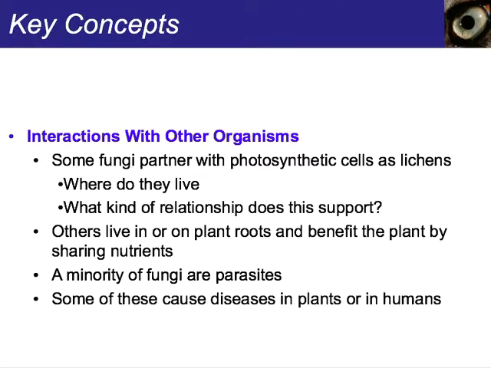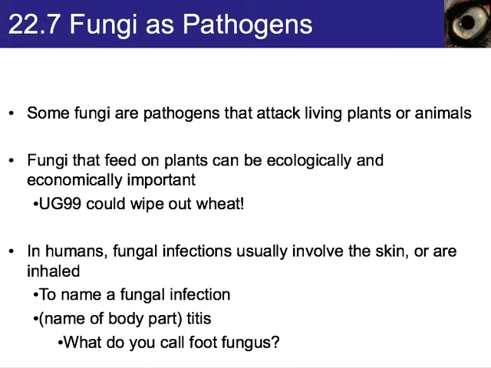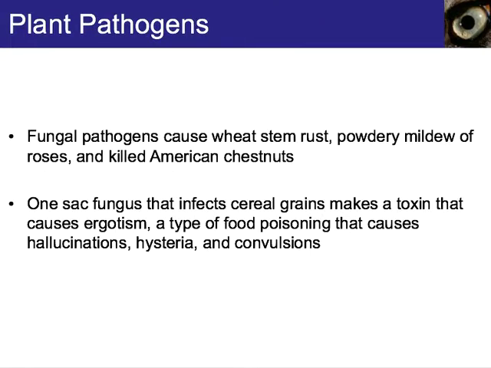So fungi have interactions with other organisms. Some fungi partner with photosynthetic cells as lichen. Others live in plant roots and benefit the plant by sharing nutrients. Some fungi are pathogens that attack living plants or animals. Fungi that feed on plants can be ecologically and economically important, like UG99, which could wipe out the wheat in the world. And in humans, fungal infections usually involve the skin or are inhaled.